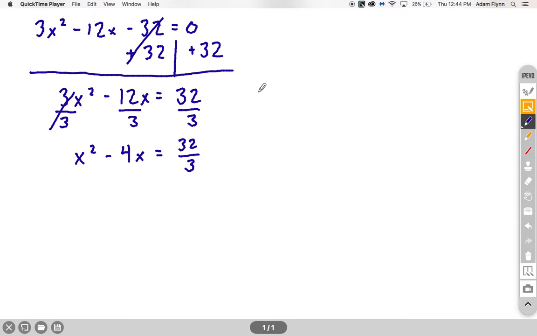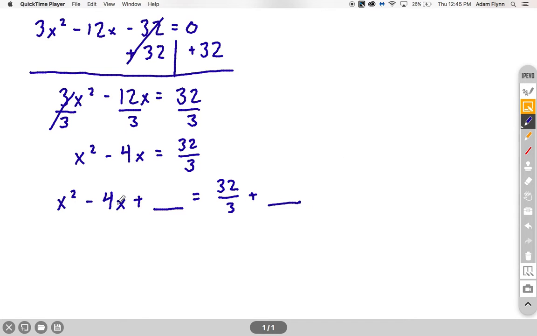Okay. So next what I'm going to do is set it up so I can actually complete the square, complete the perfect square trinomial. In order to do that, I am going to rewrite my equation, but I'm going to set up some blanks here. So I've got x squared minus 4x plus blank equals 32 over 3 plus blank. Remember, whatever you do to one side, you have to do the other during this process.